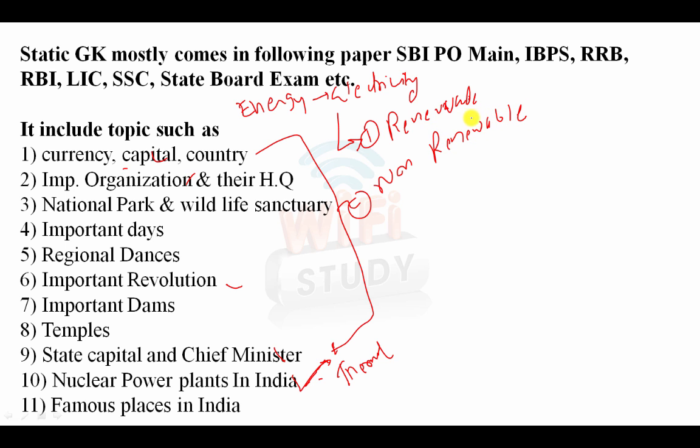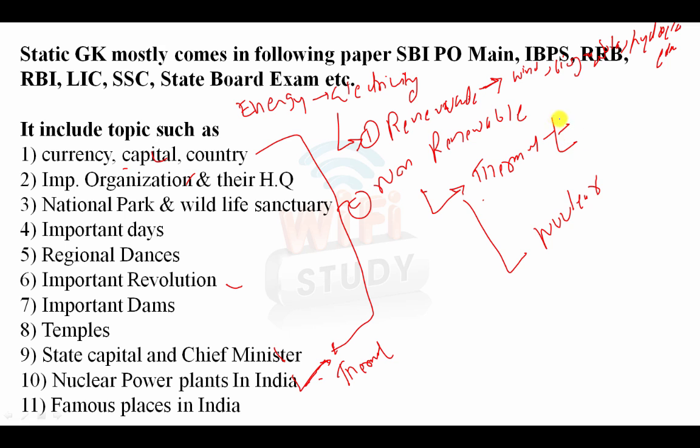What are renewable sources? Renewable sources are those sources which can be reused, for example wind, biogas, solar, hydroelectric, etc. These are all renewable sources of energy, and they can be reused. Non-renewable means that they cannot be reused. They can be used a single time and they produce electricity. For example, thermal and, second, nuclear.